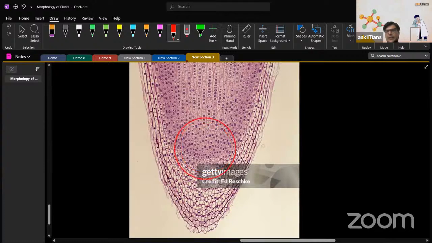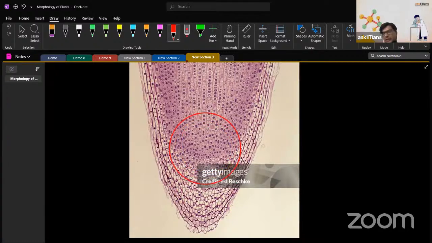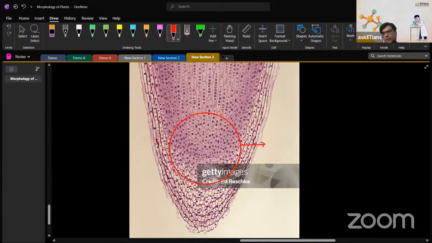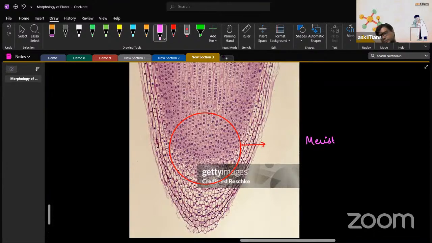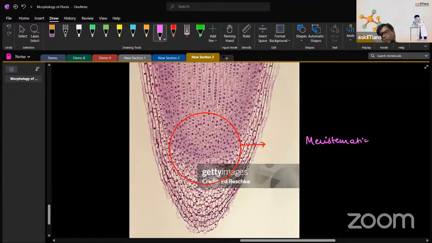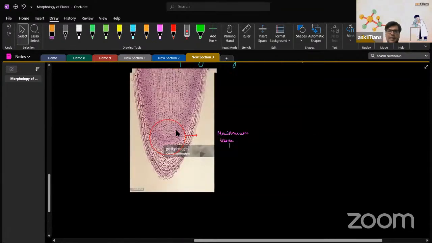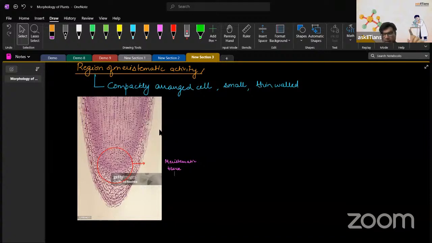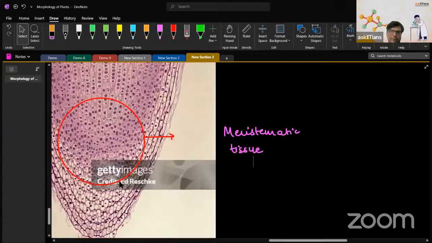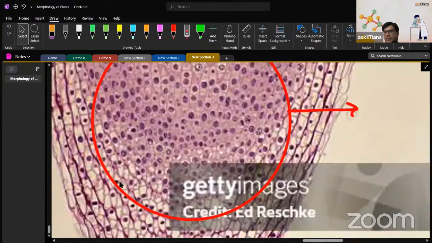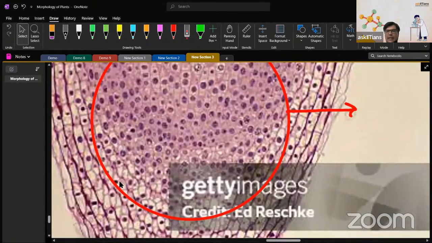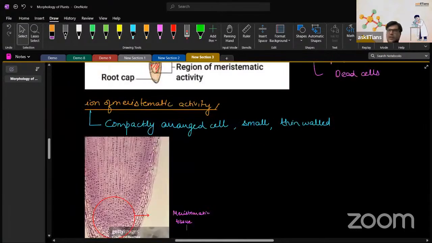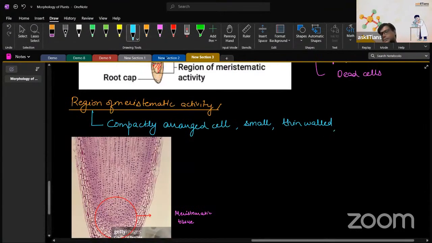As you can see, these are the meristematic cells. Let's write that down as well. These are the meristematic tissue, or you can say cells, basically. Again, tissue is made up of cells, right? As you can see from here, the cells are very compactly arranged. They are small. They are very thin-walled, right? And if we zoom in the picture, they are isodiametric, basically meaning they are of the same size, they have the same diameter. So again, they are compactly arranged, small, thin-walled, isodiametric.